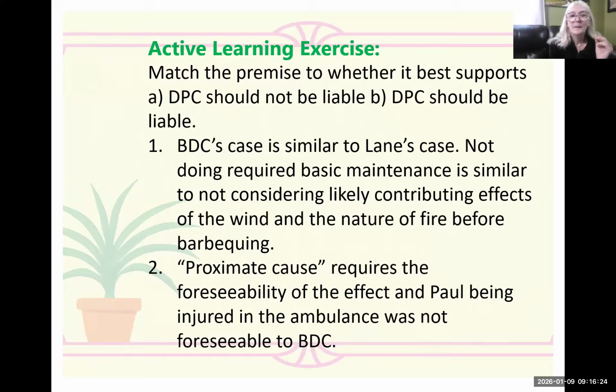Okay, here we go. Brown Delivery's case is similar to Lane's. Not doing something required for basic maintenance is similar to not considering likely contributing effects of the wind and the nature of the fire before barbecuing. So which side does this support? Finally, proximate cause requires the foreseeability of the effect, and Paul being injured in the ambulance was not foreseeable to Brown Delivery Company.